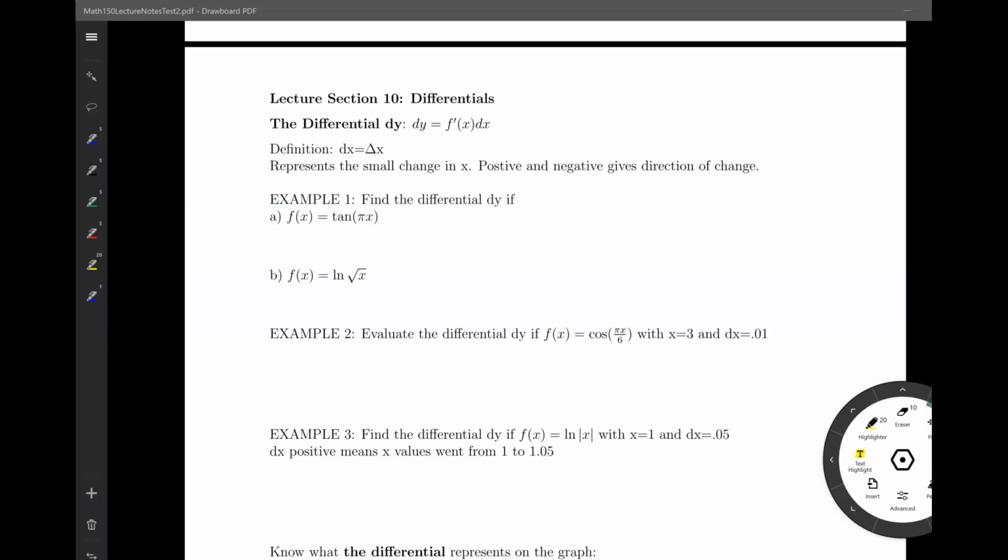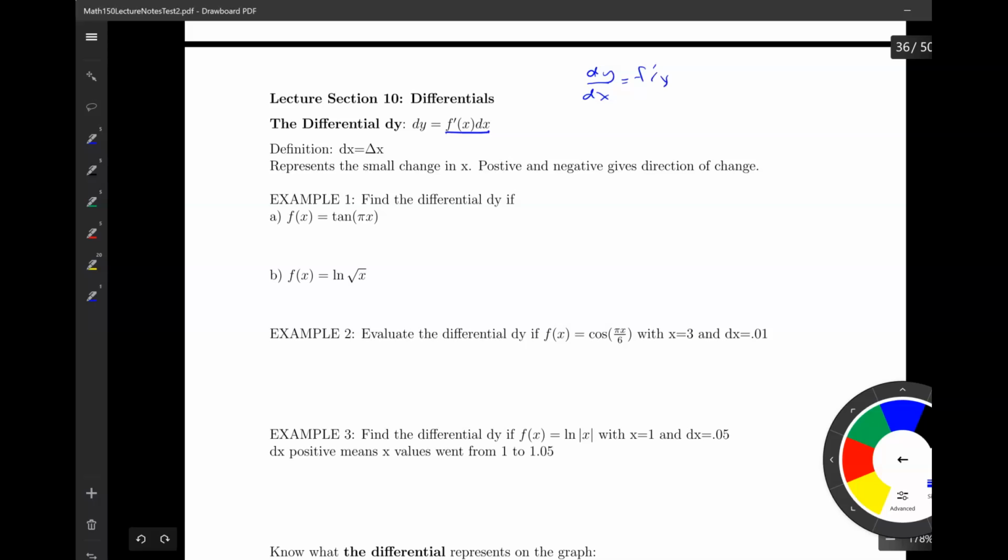All right, so now we're entering the section on differentials. By definition, dy is equal to f prime of x dx. We've been using dy over dx as f prime of x, but this actually came first. So dy is f prime of x dx. dx is actually equal to delta x. All right, so let's work on the definition first.